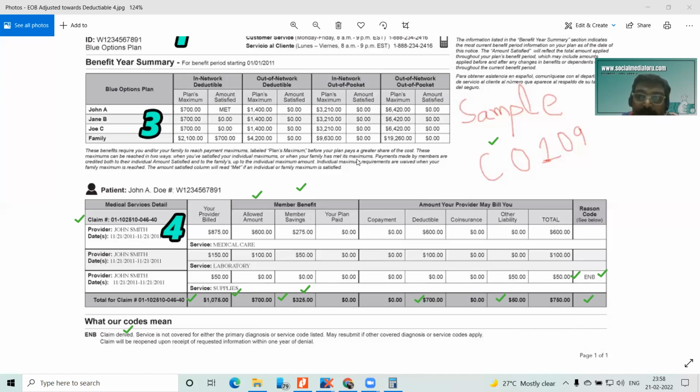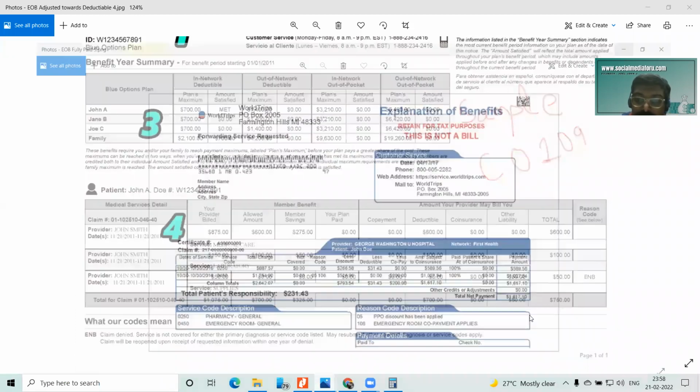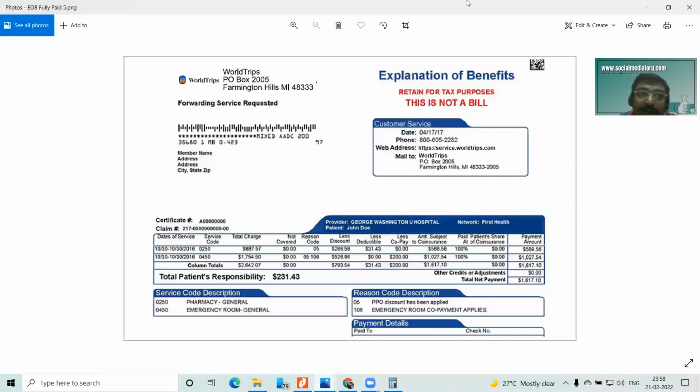So again, I have to go with the last one. That is the fifth one. So this is the scenario where it is fully paid. Here they are paying for the full amount.